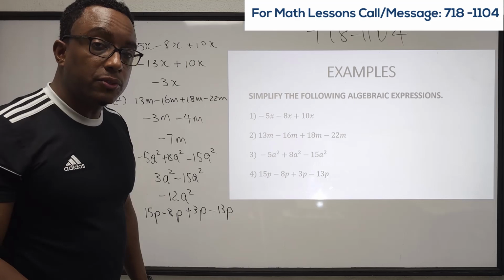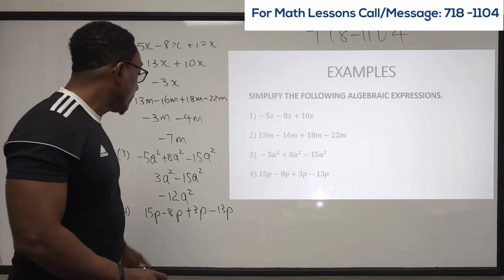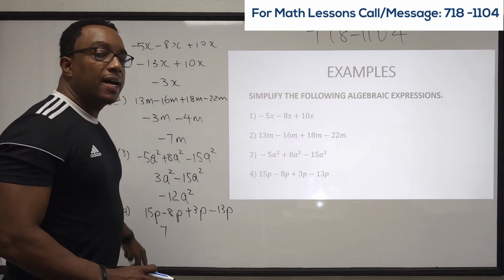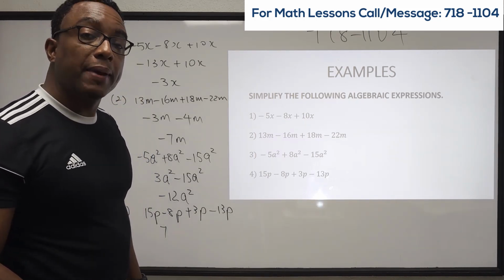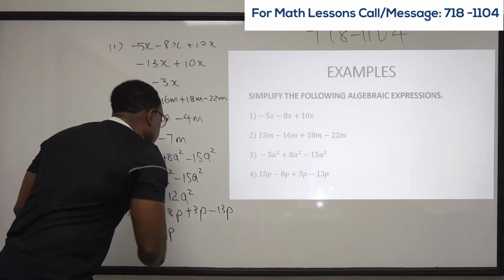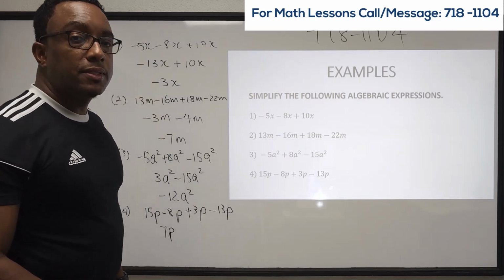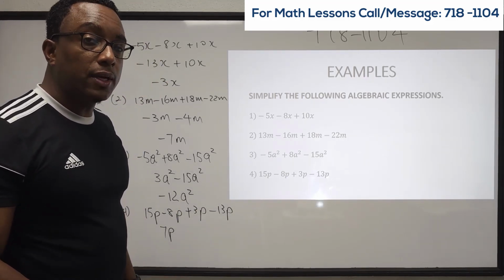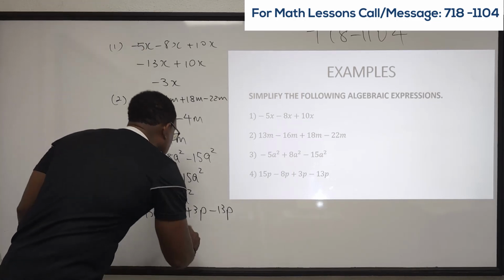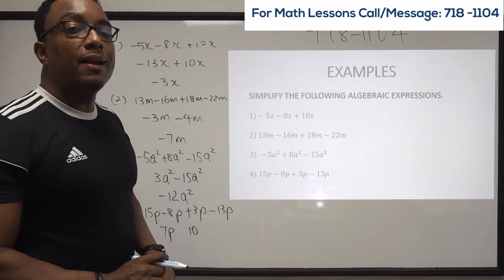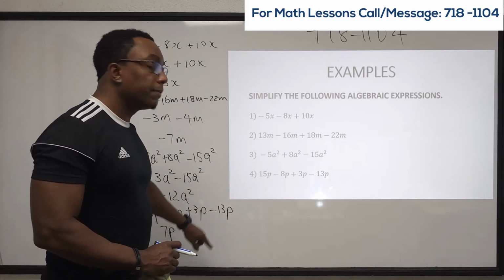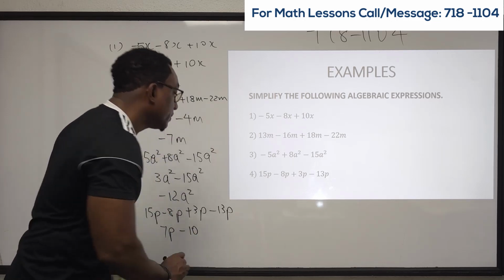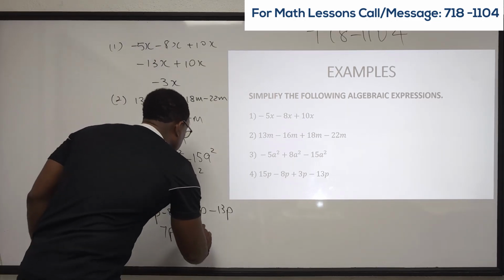The signs are different, so what do we do? We subtract the 2 natural numbers. 8 from 15 will give us 7. And the sign of the larger natural number controls your 7. We maintain the variable and power. Positive 3p minus 13p. Again, the signs are different, so what do we do? We subtract the 2 natural numbers. 3 from 13 is 10. And the sign of the larger natural number is 13. A negative sign controls it, so that negative sign controls your 10, and you maintain your variable and power.